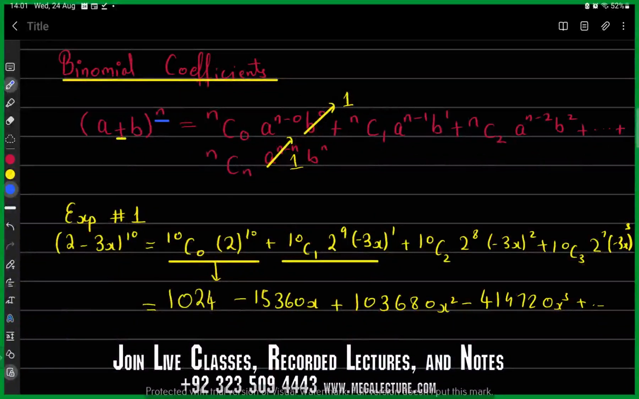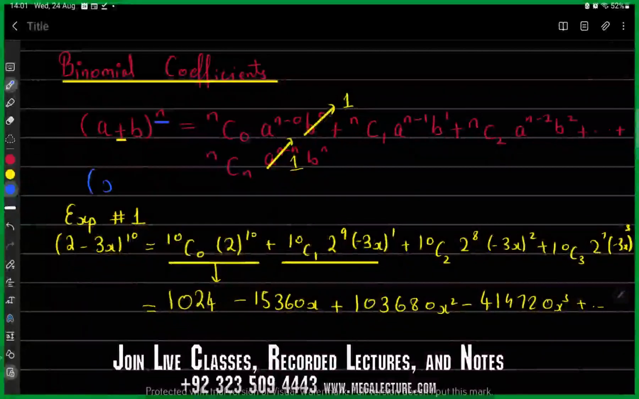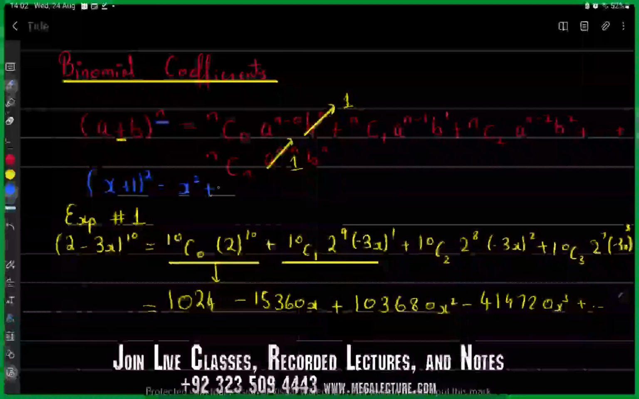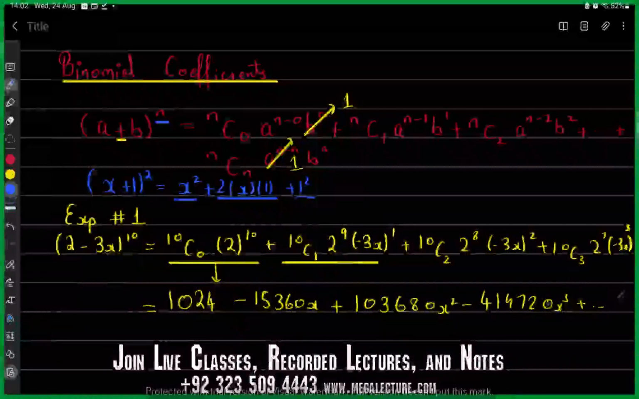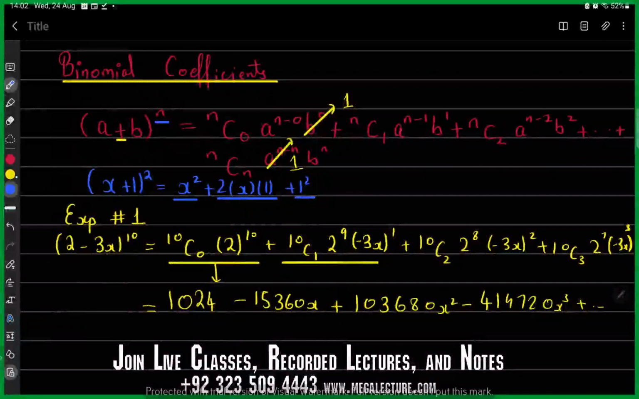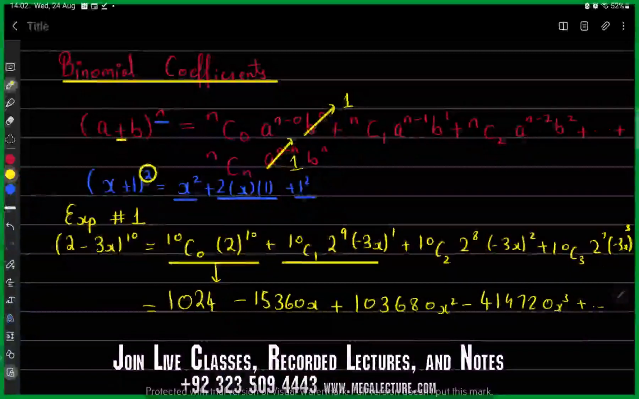I'll tell you. Look at it. For example, if we have (x + 1) squared, how many terms do we have? The first term is x squared, plus 2 multiplied by x multiplied by 1, plus 1 squared. We have 1, 2, and 3. We have 3 terms at this point, right? So when my power was 2, I had 3 terms in the expansion. Similarly, when the power is 10, I would have 11 terms in the expansion.